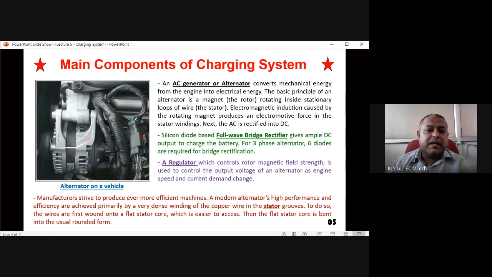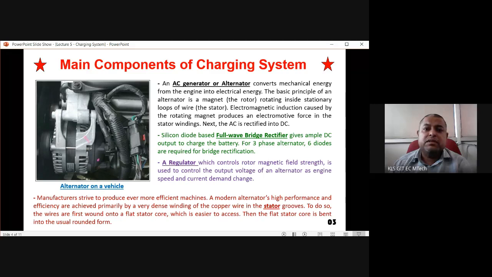One alternator you can check at the left side of the slide. There are some very important details given, that manufacturers are trying to produce machines as efficient as possible. In modern alternators, high performance and efficiency are achieved primarily by a dense winding of copper wire in the stator grooves. So we are talking about the improvement of the stator winding and construction. Very dense winding is there. The more conductors in the stator, the more electricity produced, current and all these things at the stator will be more. And from the stator only we are taking the output.